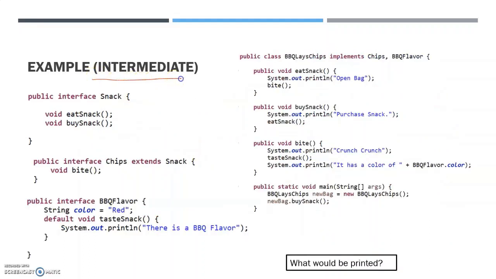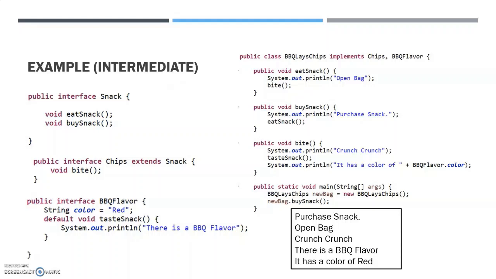This is an intermediate example. What will be printed as a result of the code? Firstly, a new object called newBag from the BBQ Lay's Chips class is created. Then an instance buy_snack method is called, which prints purchase snack first, as in here. Then it calls eatSnack, which prints open bag. Then later it calls bite, which prints crunch crunch.